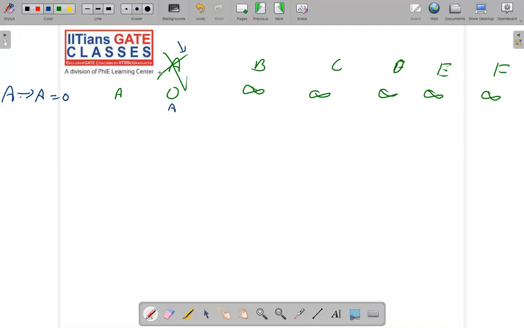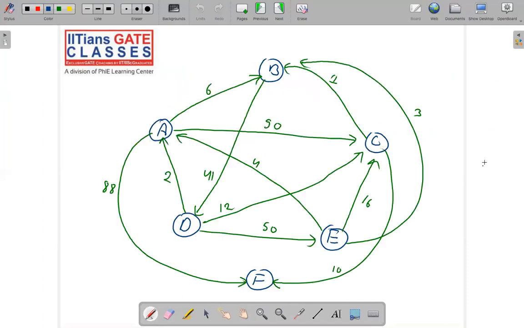So we will see whether from A there is any path to B, C, D, E, F which is less than infinite. If there is no edge, that will be equal to infinite. If there is an edge, we will see what the edge weight is. If that is less than infinite, we will note it down. From A to B, we know that it's 6 via A. A to C, we have 90. We don't have any edge to D or E. A to F, we have an edge with 88.